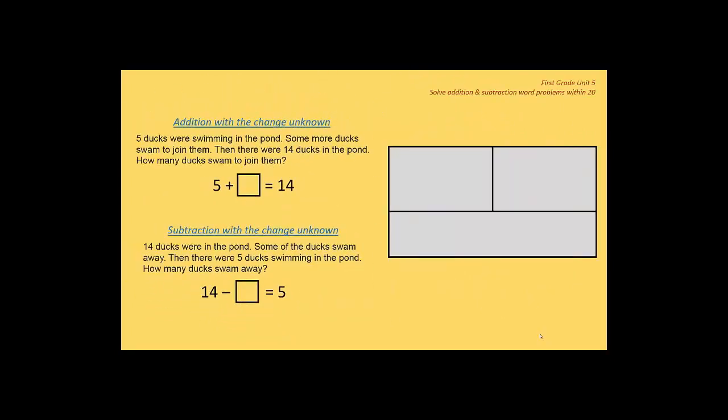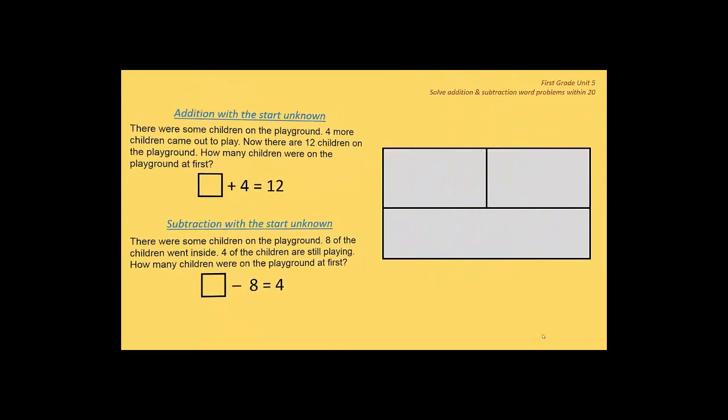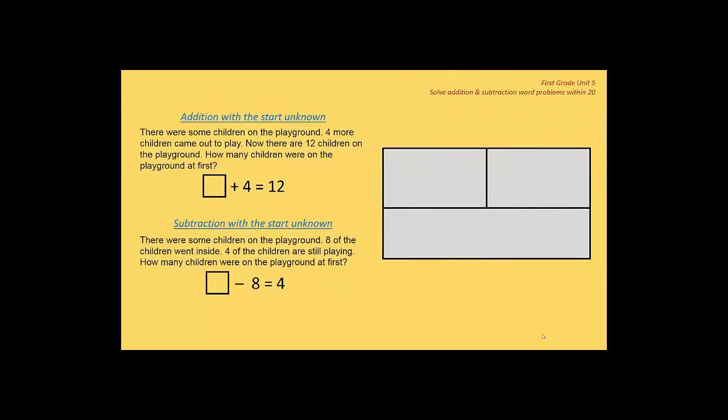Another type of word problem situation previously looked at involves an unknown change as seen in these problems, whether it is figuring out how many ducks join the pond or how many swim away. Finally, word problems such as these, where the start is unknown, whether involving addition or subtraction, were previously introduced, and students will continue to work on them during Unit 5.